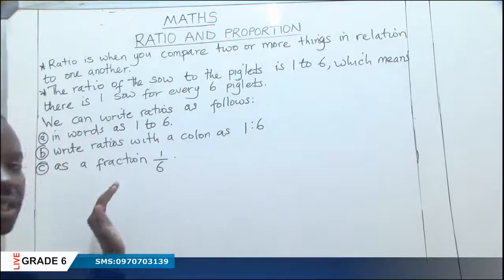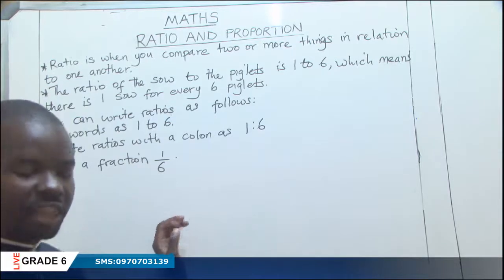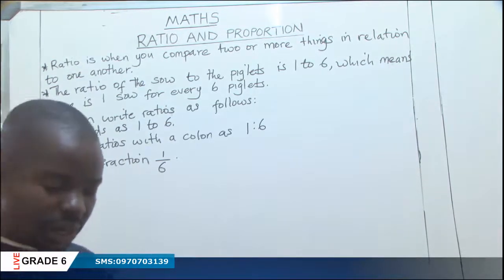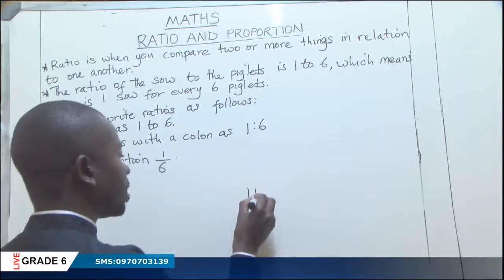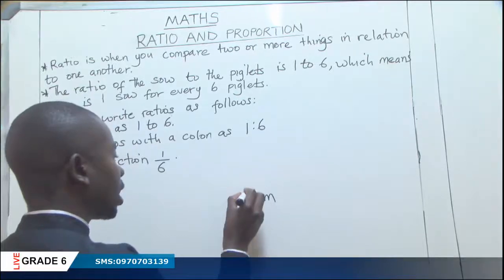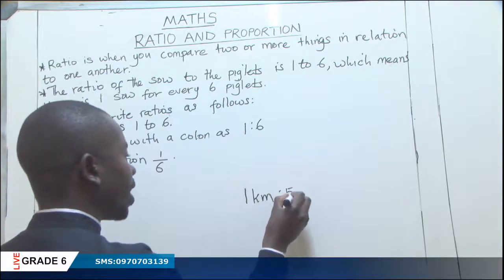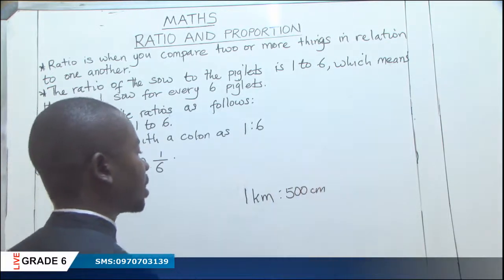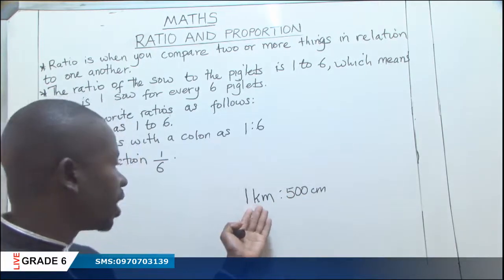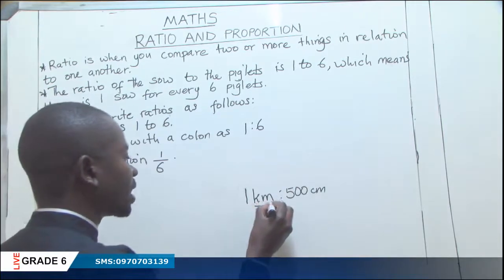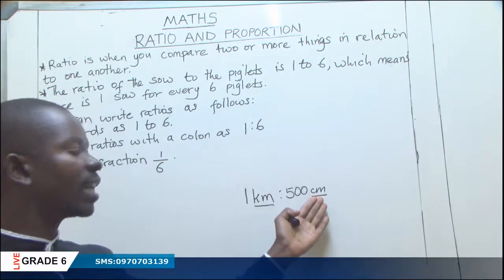So boys and girls, it's important for you to know that if you are dealing with ratios, the units must be the same. For example, if you have 1 kilometer to 500 centimeters, boys and girls, if you check, these units are not the same. These are kilometers and those are centimeters.